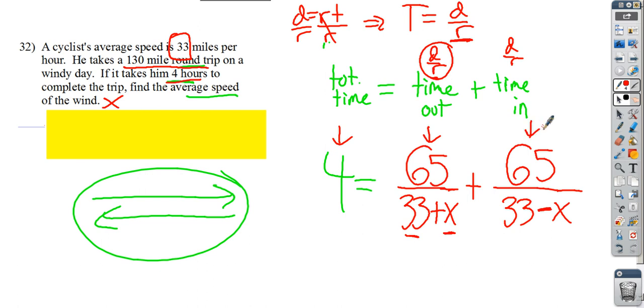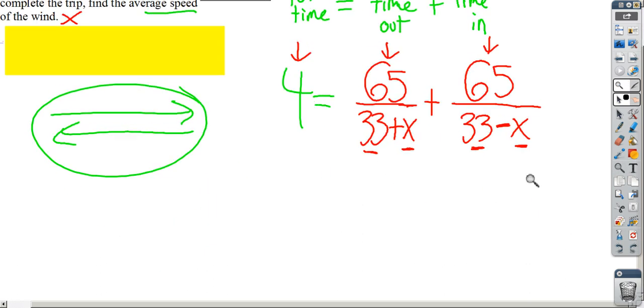This is time coming in. Why? Because again, time is distance over rate. We know his distance was 130 round trip, so 65 miles. And then his speed, but now because he had the wind with him on the way out, the wind is against him on the way back. Okay, now this problem is actually a little bit easier than what we did before.